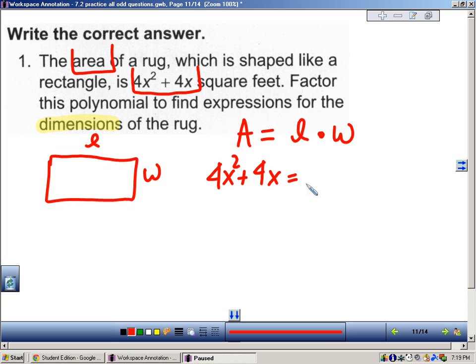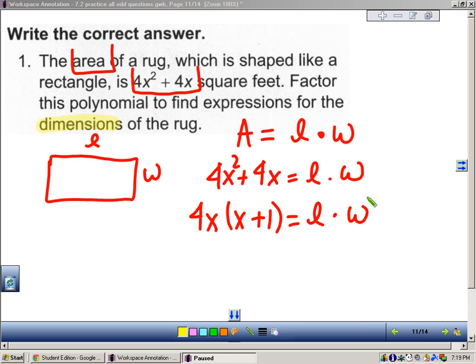And we found that by multiplying length times width. So can we factor that? Absolutely. 4x is the greatest common factor. And that is the factored form of the area. Now the key here is this. 4x is the length of the shape, and the width of the shape is x plus 1. And so those would be our dimensions.